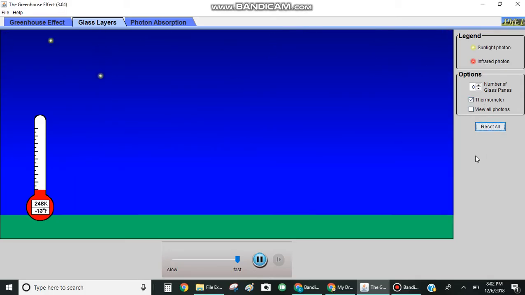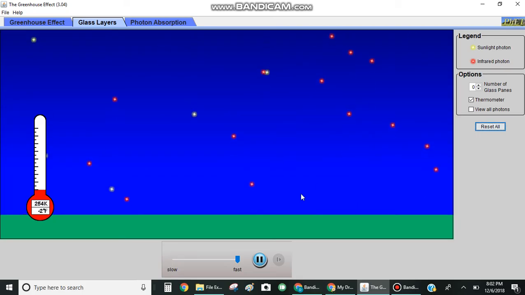And in the data table that goes 0, 1, 2, 3, you're going to say what the temperature is. So for the temperature, it is fluctuating, so you're just going to pick roughly an average for each stage. You are going to describe what these sunlight photons are doing, and you're going to describe what these infrared photons are doing.